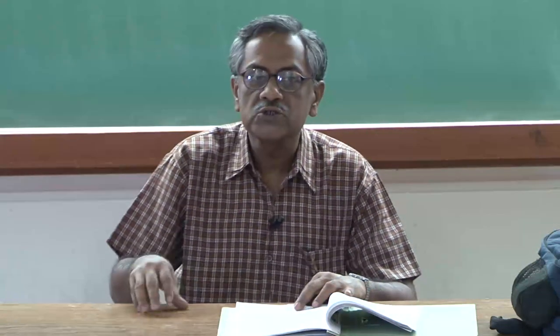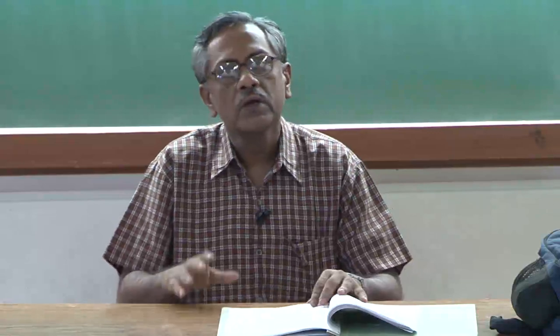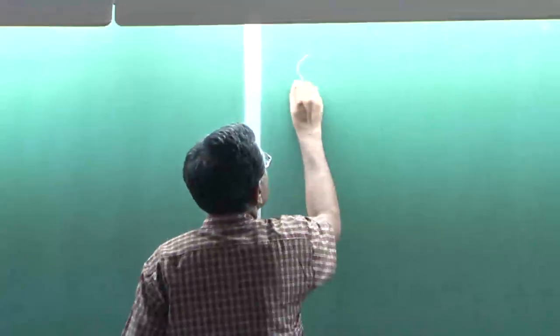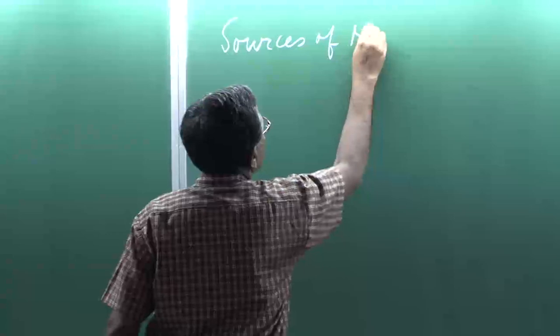Like the source of a river is a glacier, anything that happens with the glacier will affect the river. It is very important to know the sources. So, I would pursue that discussion on sources of monetary base, which I started yesterday. So, what did I write? Sources of M naught.